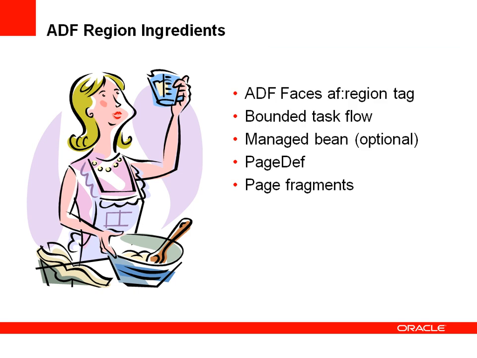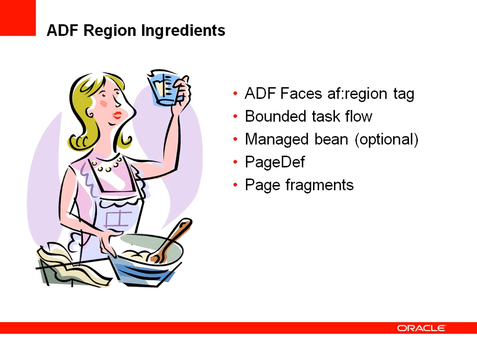The ingredients of an ADF region start with the ADF Faces af:region tag, which is the outer container hosting the bounded task flow reference. The af:region tag has a property that requires a pointer to a region model, and the region model determines the current view to be displayed in the course of a navigation. The region model is exposed by a bounded task flow through a specific task flow binding that is added to the page definition file of the page that contains the af:region tag.